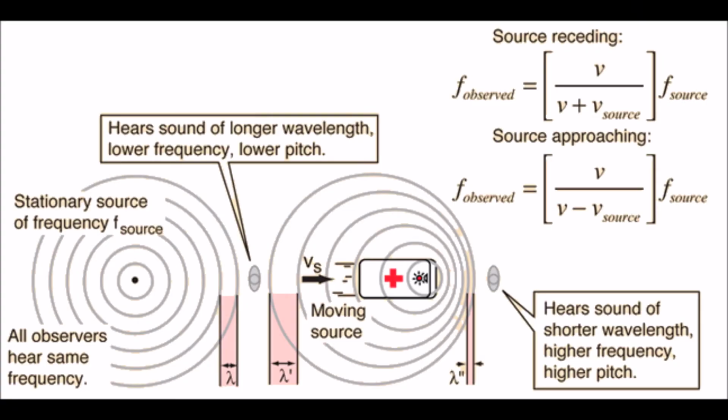As seen in both of those clips, as the car approaches the observer, there is a higher pitched noise, and as it passes and goes away from the observer, the noise goes down to a lower pitch. As seen in the upper right of this picture, the frequency observed can be calculated using the frequency of the source, the speed of the source, and the speed of sound.